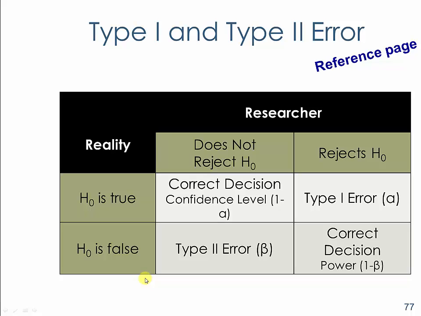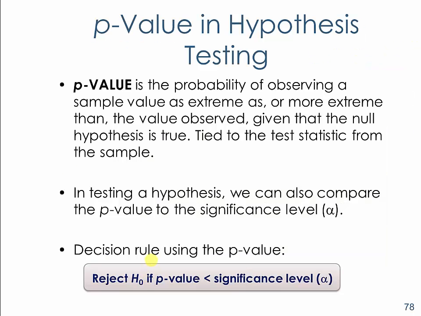Another way to do the hypothesis testing is to use the p-value instead of the critical values, and that's becoming more the norm because our statistical software can calculate the p-value for us. And the p-value is the probability of observing a sample value as extreme as or more extreme than the value observed given that the null hypothesis is true. This is tied to the t-test in the sample.